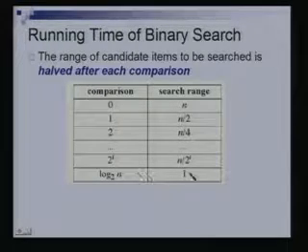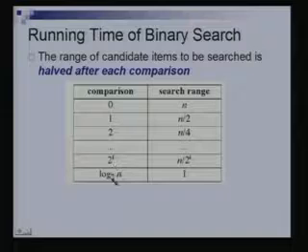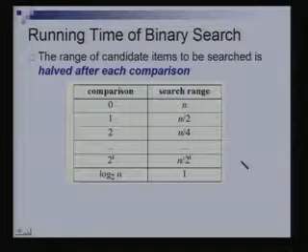So, after log n comparisons, the range would go down to 1, and when the range goes down to 1, either it is that element or it is not that element, and you can stop. So, you will roughly require log n base 2 comparisons.